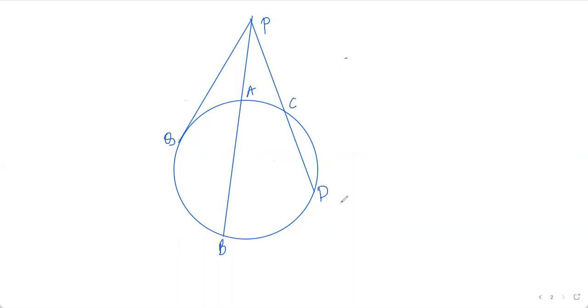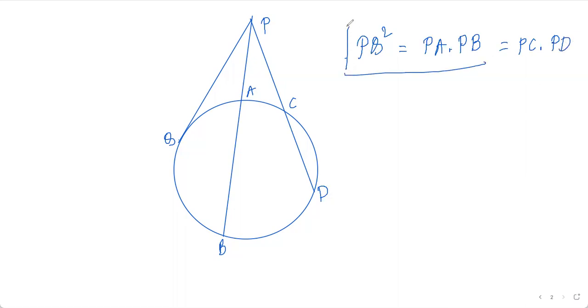Now all it says is that PQ square, that is the length of the tangent square, is equal to PA times PB, which should also be equal to PC times PD. If we are done with proving this, then we are done with this also. Okay, so how do we prove it?